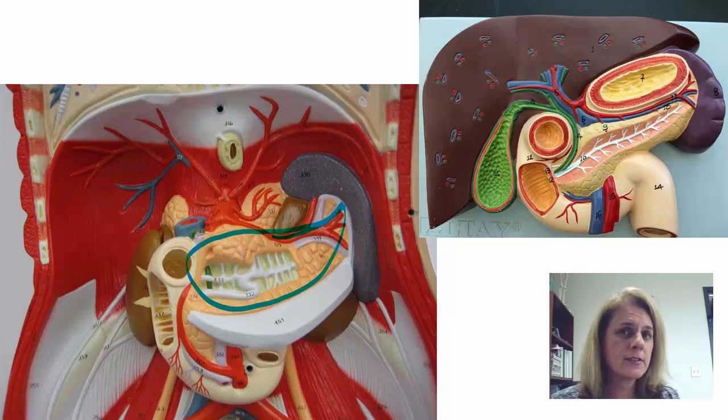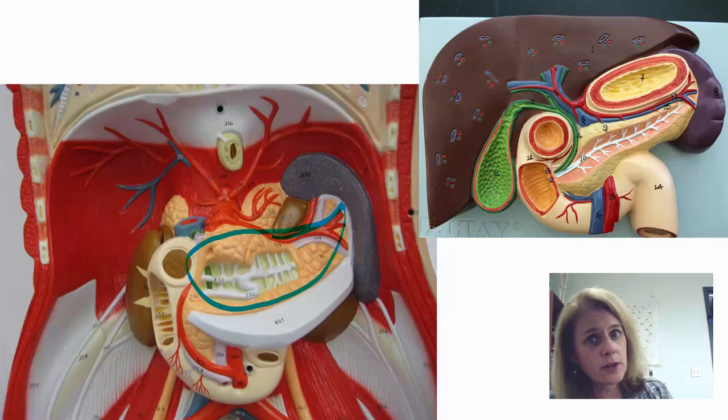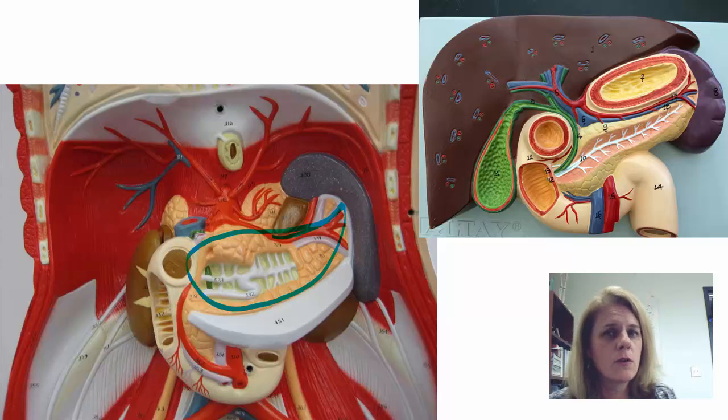We're going to do the pancreas again when we get to digestion because it's actually an endocrine and an exocrine organ. It plays a role in making hormones, but it also plays a role in making digestive stuff for digestion. So it actually does two things. So the pancreas is an endocrine organ.